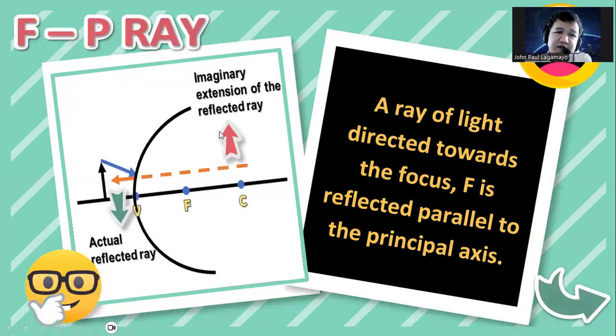Alright. The next one is what we call as the FP ray. Bakit siya naging FP? It's because a ray of light is directed towards the focus. So there's a possibility na may imaginary line dyan po. Okay, yan sa blue na yan. Yan po sa cursor. And then of course, it is reflected parallel to the principal axis.